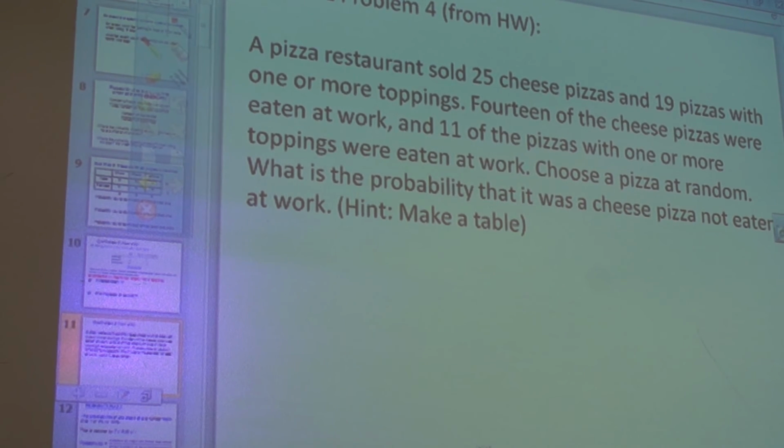So, there are 2 things I know about every pizza. Talk to your neighbors for 15 seconds. Figure out the 2 things I know about every pizza. What are they?